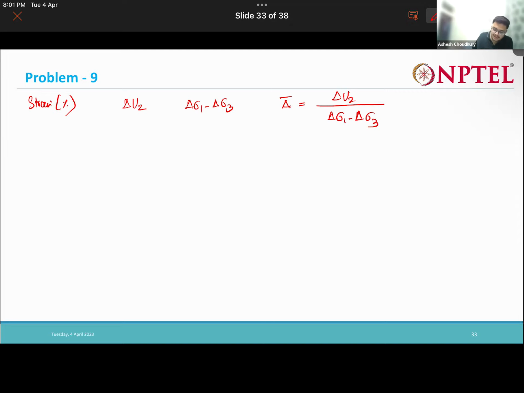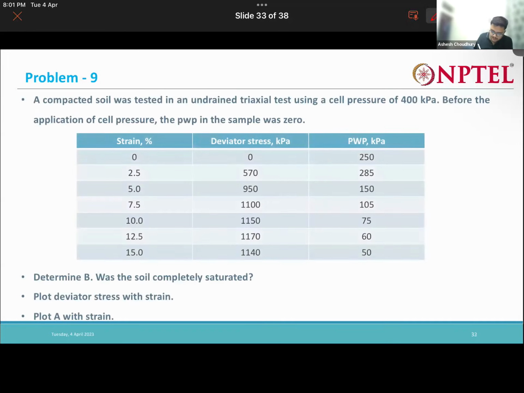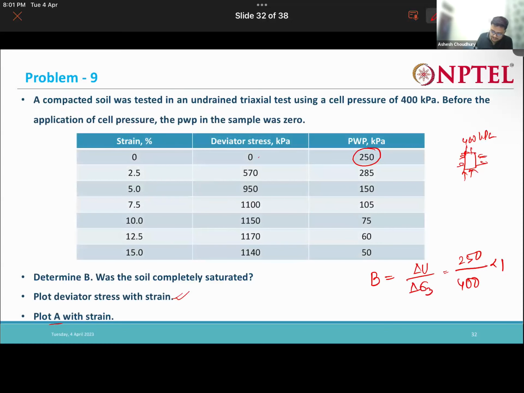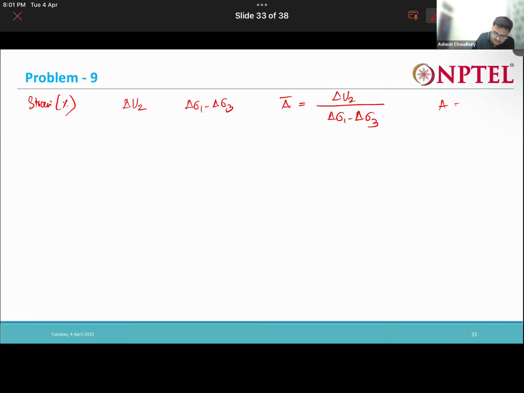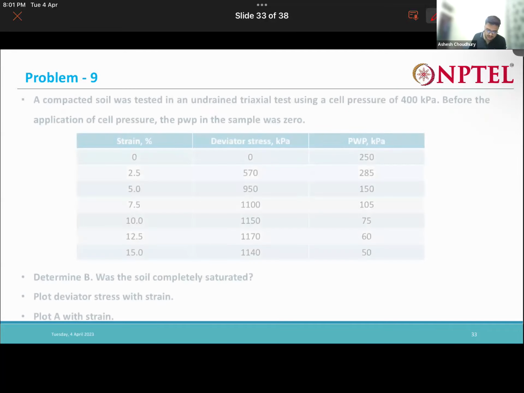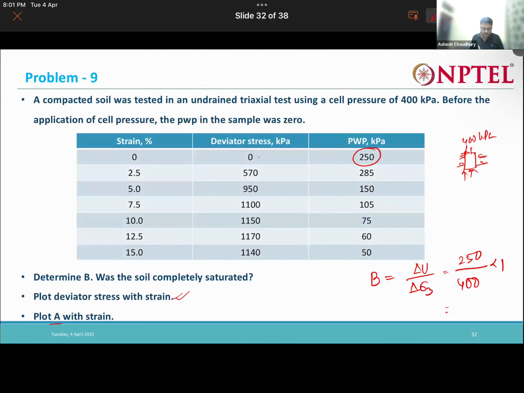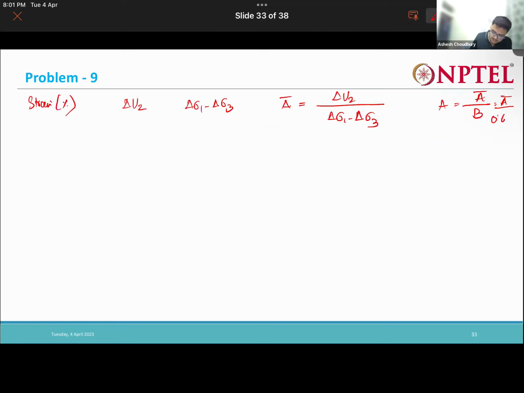So what will be A? We are asked about A, right? Here B is not equal to 1, so A dash won't be equal to A. So A will be equal to A dash by B. So A dash by 0 point how much? This is 250 by 400, which is 0.625.